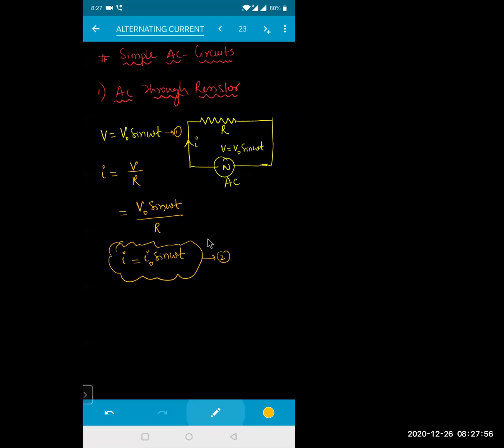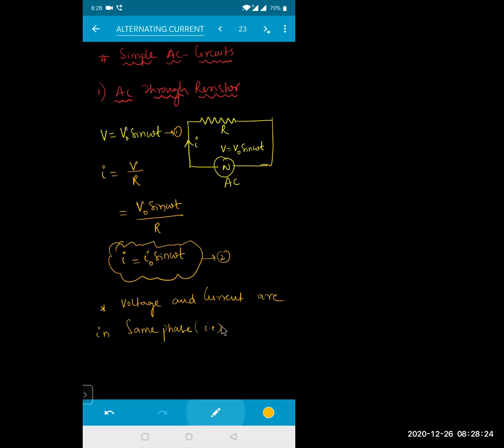This is sine omega t, this is also sine omega t. So I can say that in a circuit containing R, voltage and current are in the same phase. Voltage and current are in the same phase.